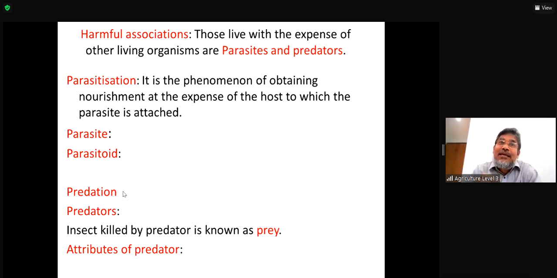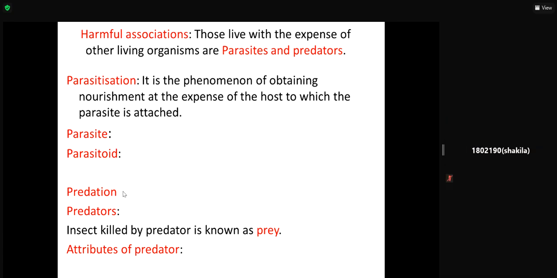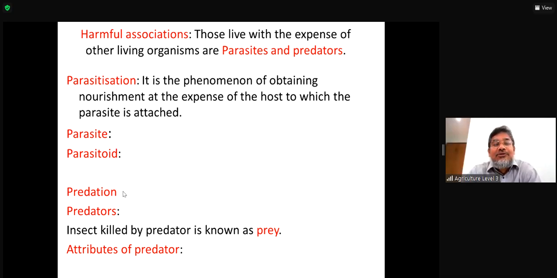And that offspring will again consume the host body. As a result, the host will be killed and the new parasitoid will be developed, and the adult parasitoid is not dependent on the host. So adults are not dependent on the host, but the immatures are dependent on the host, and the immatures will kill the host. So in this way, if we have a pest, a harmful insect, and we know that harmful insect has a parasite or parasitoid, that parasitoid can be used against that harmful insect to kill it.